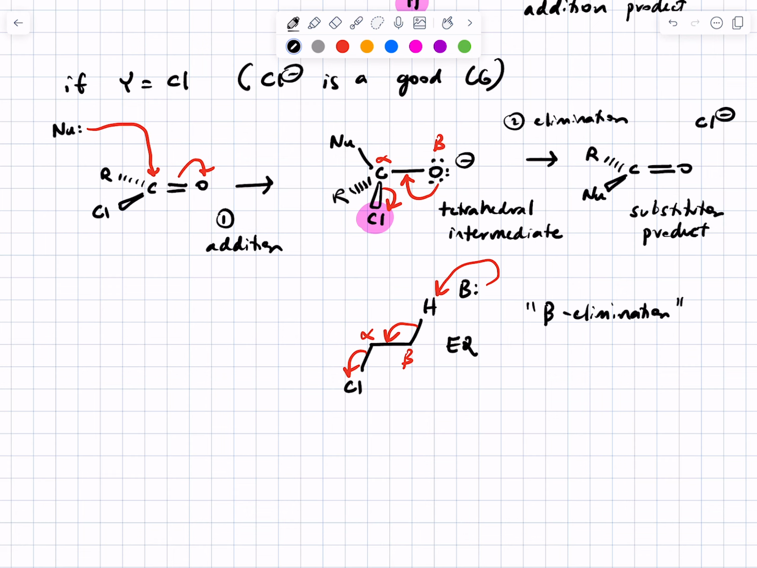Cl minus is the leaving group. We have swapped out the nucleophile, and the nucleophile has replaced the leaving group. Okay? Those are the two types of carbonyl reactions you will see. Everything between here and chapter 16 is going to involve these steps.